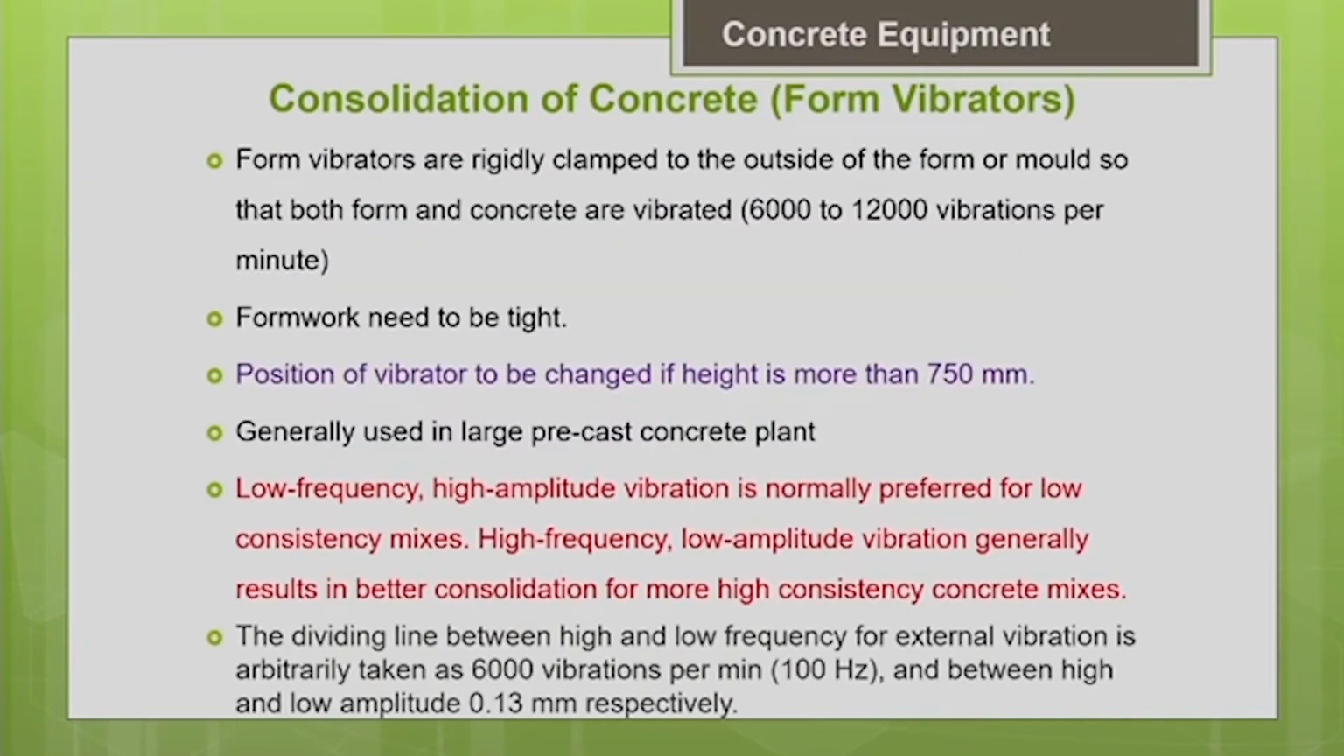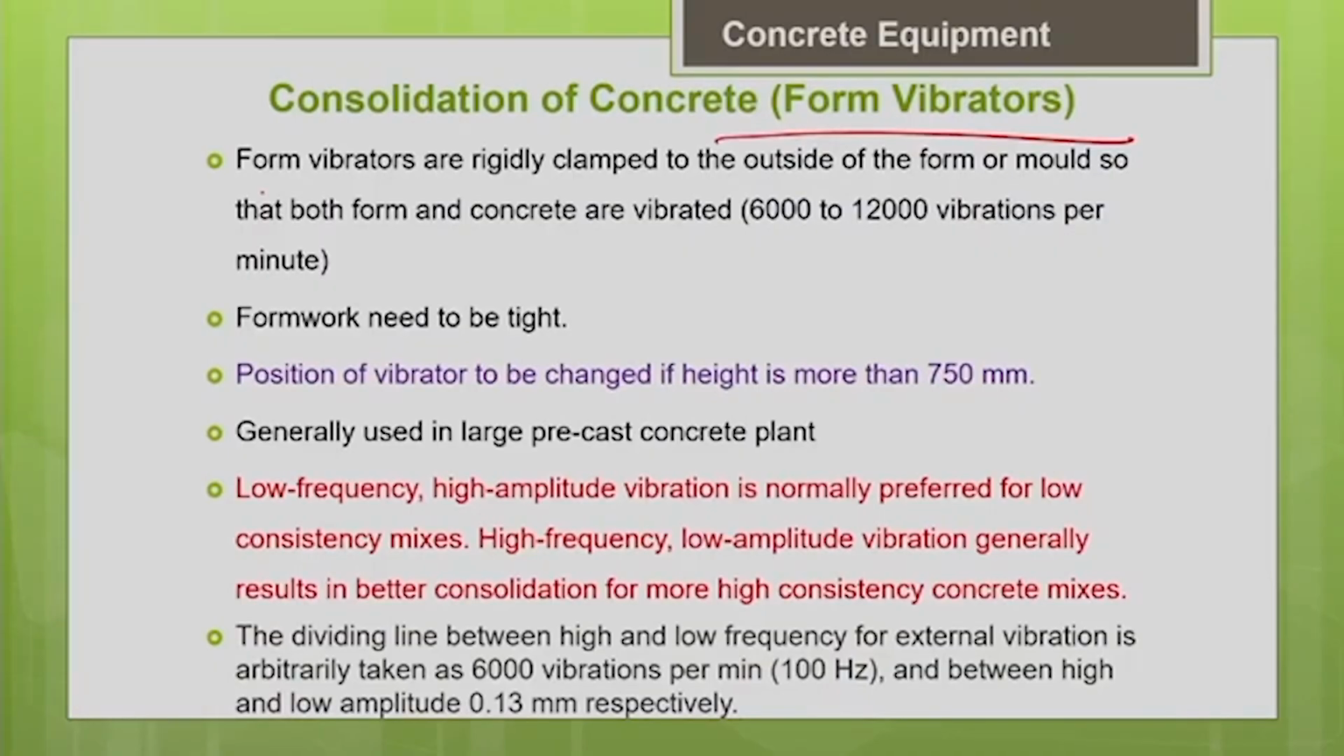The next type of vibrator we are going to discuss is the form vibrator. These are external vibrators. Basically, you clamp a vibrator to the formwork. The formwork will vibrate and the vibrations will be transferred from the formwork to the concrete inside. This is also an indirect method of vibration, so obviously there will be some loss in transfer. That is why internal vibrators are best, because there is a direct transfer of vibration to the concrete.